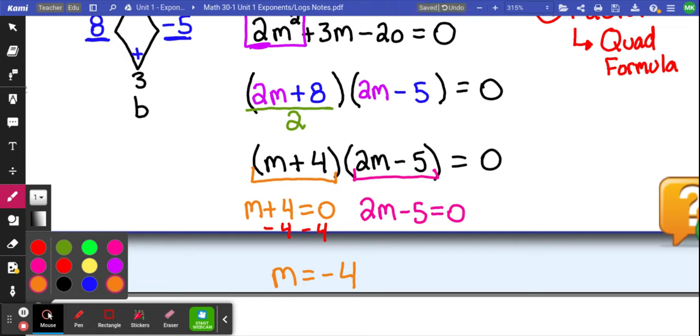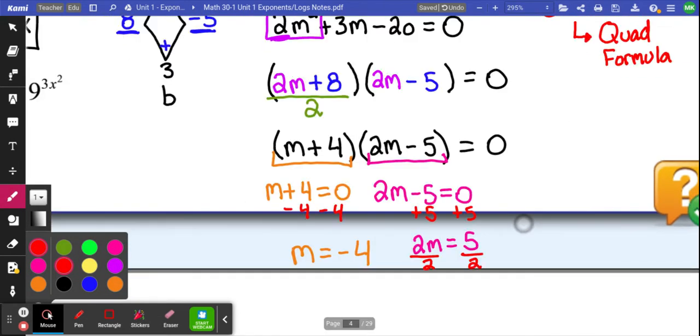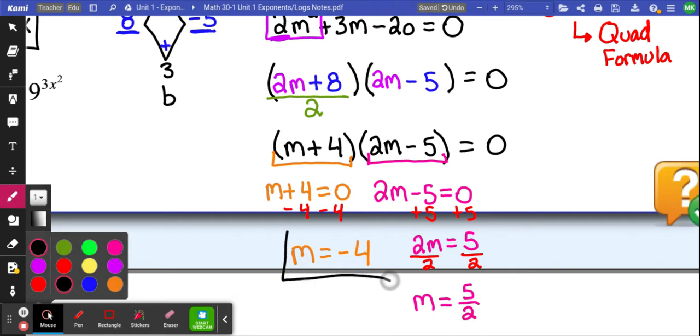To make the second set of brackets 0, got a little bit more work to do. I'd have to move the 5 over by adding 5. Then I'd have 2m = 5. And then I'd have to divide by 2, giving me a second answer of m = 5/2. Those are the two answers to this question.